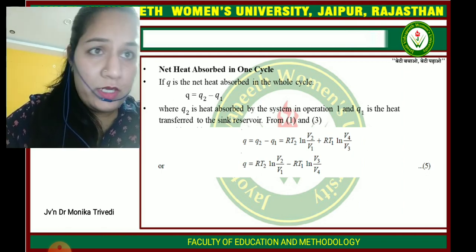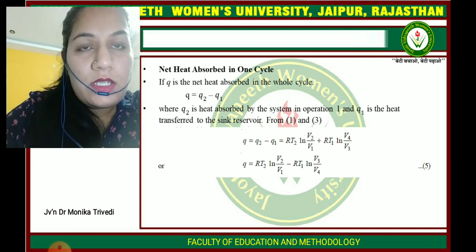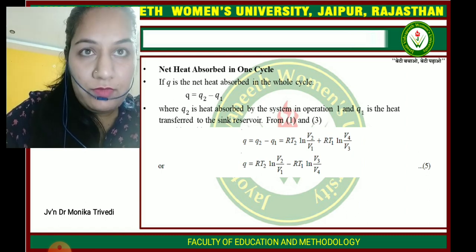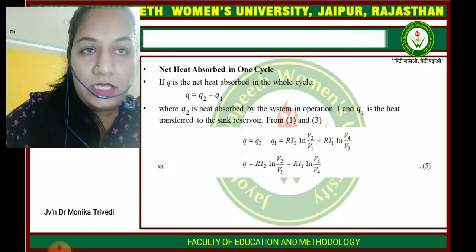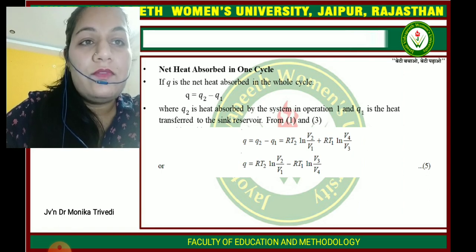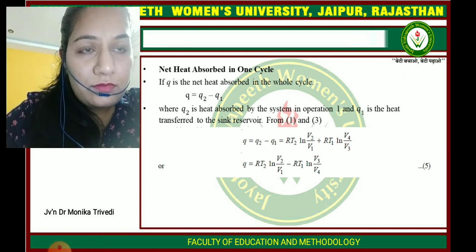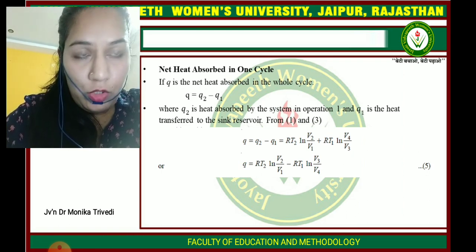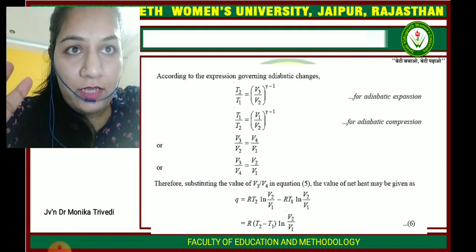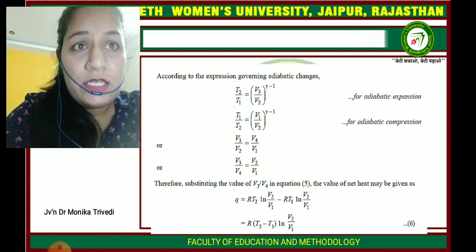From equations 1 and 3, which we learned previously, Q is equal to Q2 minus Q1, which is equal to RT2 ln V2/V1 plus RT1 ln V4/V3. Here we can write Q is equal to RT2 ln V2/V1 minus RT1 ln V3/V4, because the sign is converted into minus. This is equation 5.